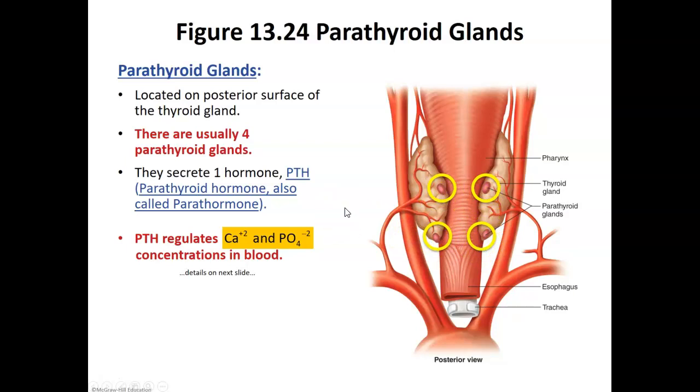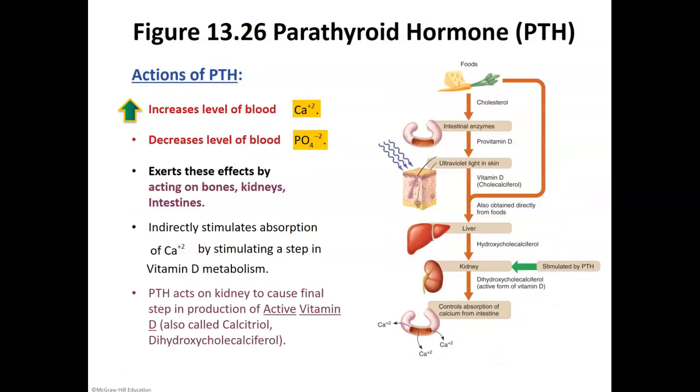So they secrete one hormone called parathyroid hormone, or sometimes it's called parathormone. It's the same thing. Parathyroid hormone is going to regulate calcium and phosphate concentrations in the blood. The thing that you need to know is that calcitonin and parathyroid hormone work in direct opposition to one another. One is the pro, one is the con. They are the check and the balance for one another. So where calcitonin was going to take calcium out of your blood, parathyroid hormone is going to put calcium into your blood. Parathyroid hormone will also remove phosphate from the blood.